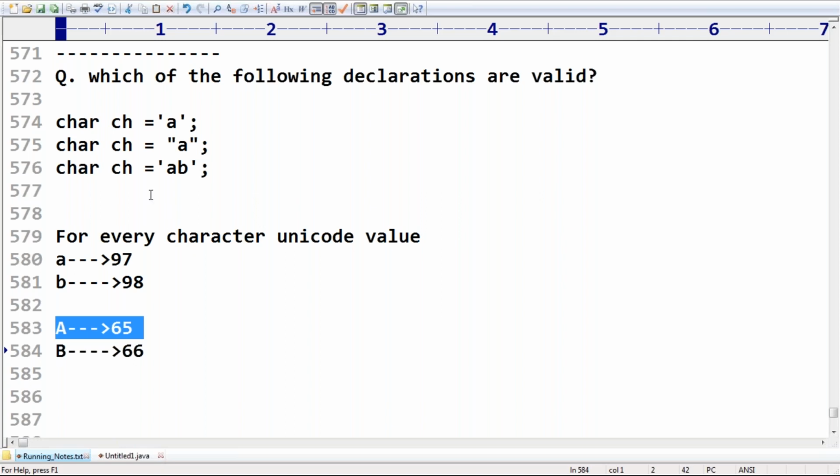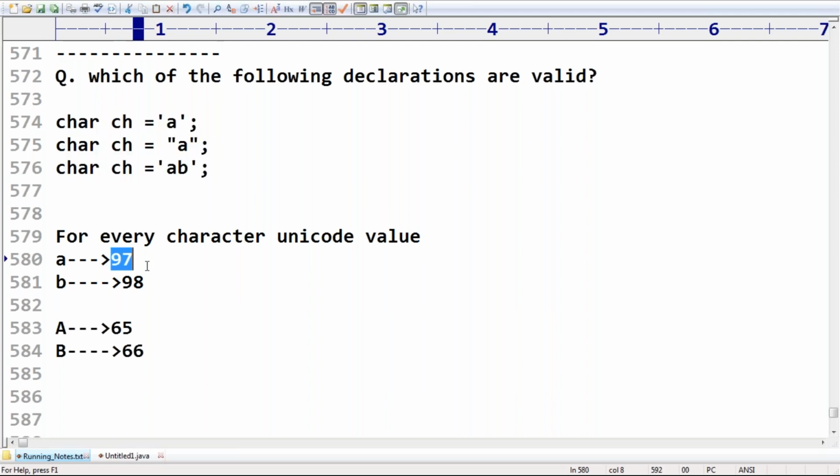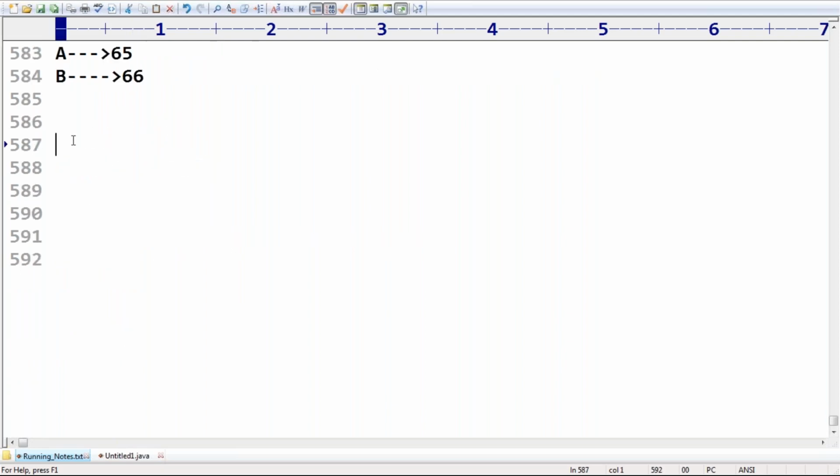Now, for the char literal, you can happily assign in this style also. You can assign the corresponding Unicode value, something like char ch is equal to 97. No problem at all. Internally, which value will be saved, sir? Small a only will be saved. Don't worry, you can take it.